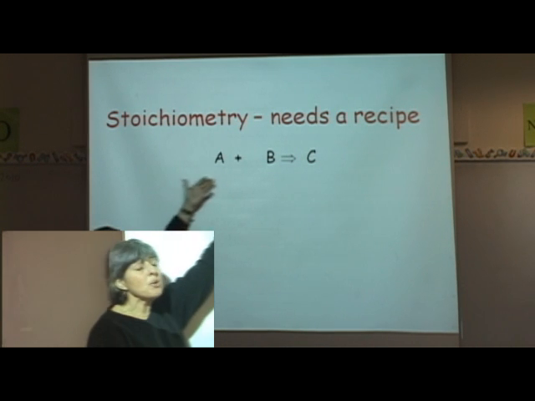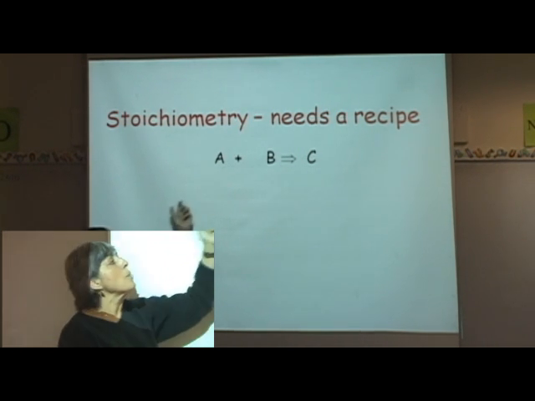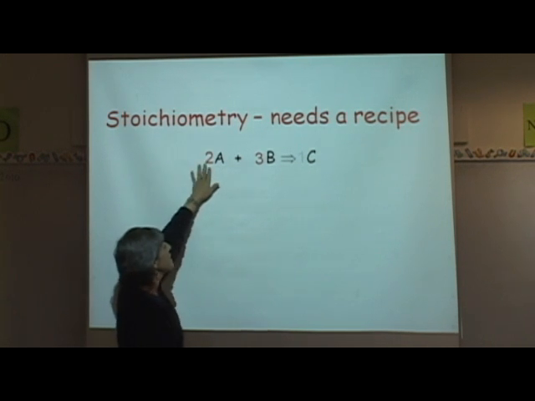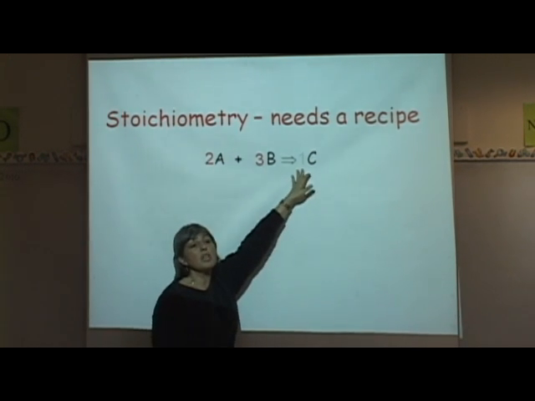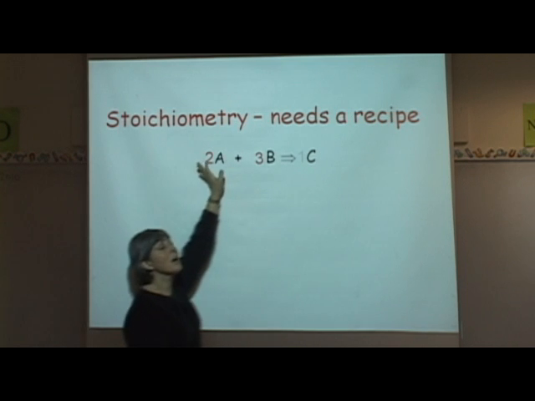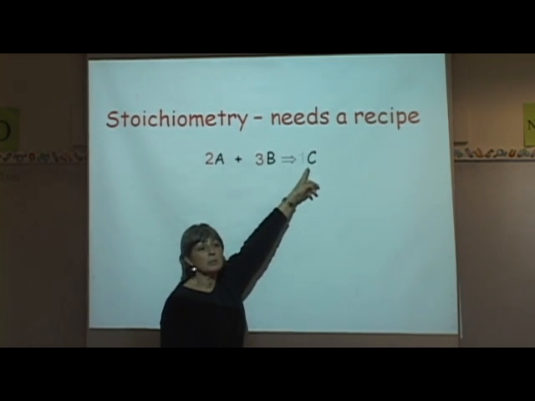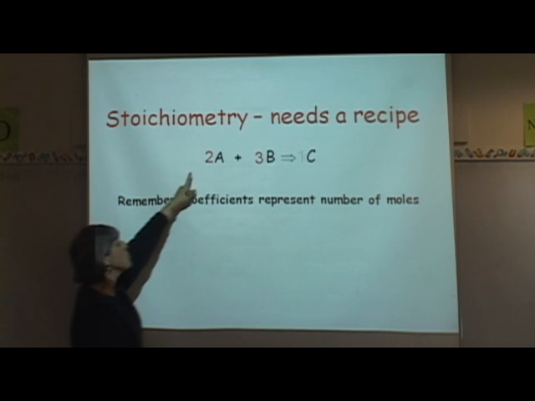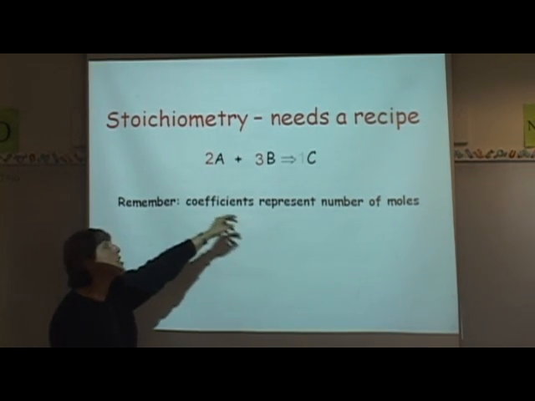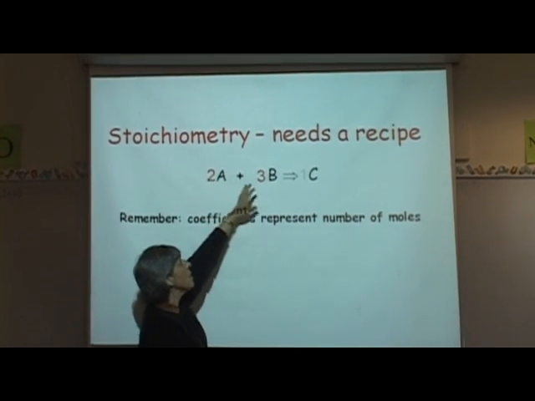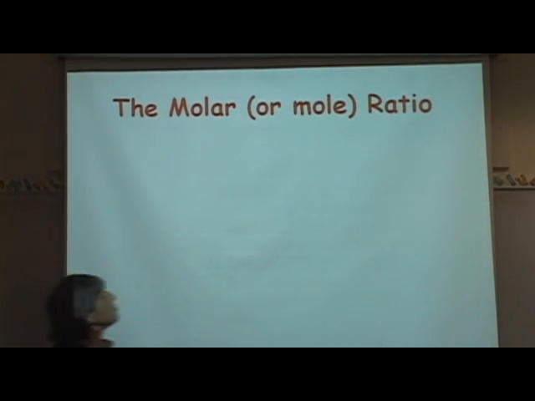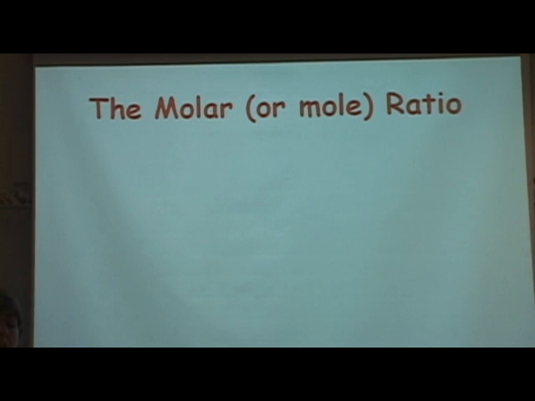For a general equation like this, when we say we want to balance an equation, what we're looking at is the coefficients of each of these substances, both the reactants and the products. So remember that each of these numbers represents number of moles. So I have 2 moles of A, 3 moles of B, and 1 mole of C.